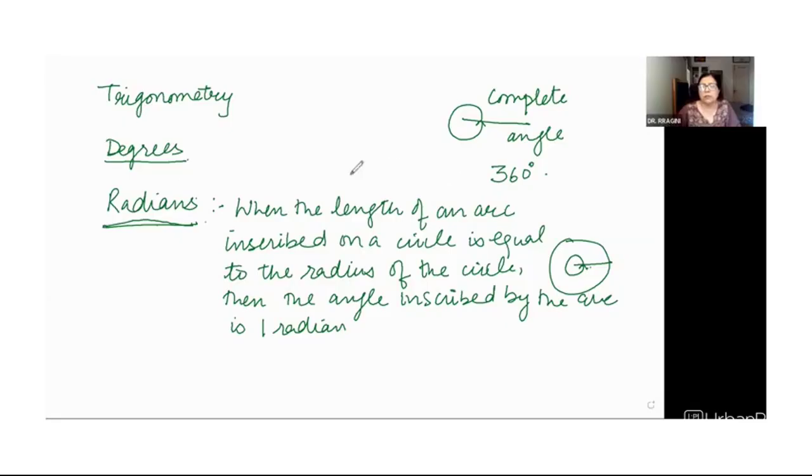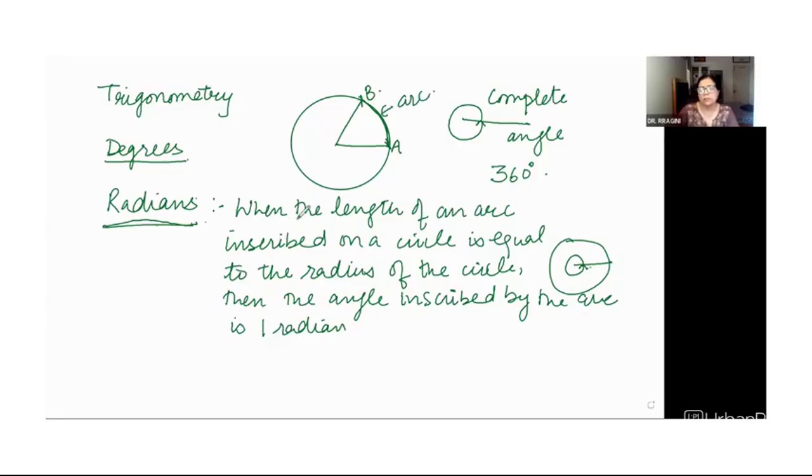So when the length of an arc, like this is the circle, right? Now let's say this is a point A here and this is a point B here. Now you can call this arc AB. This AB is an arc on the circle. So when we join two radii to different points, the part of the circle which is inscribed in between those 2 points is the arc.